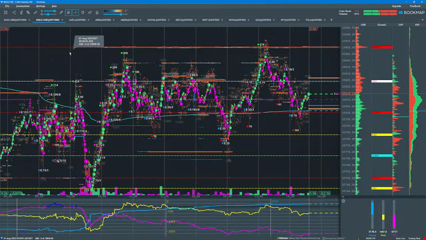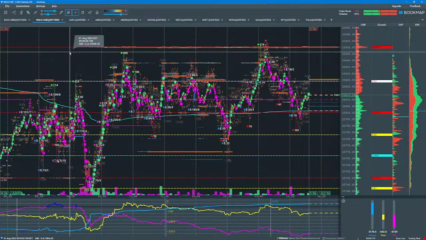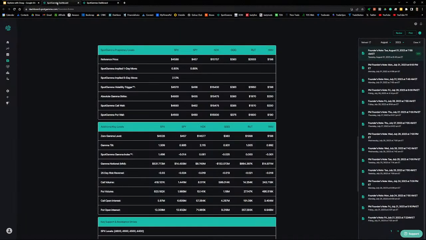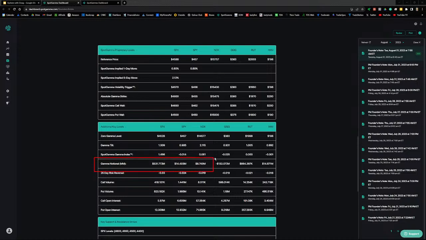All right, let's take a look at gamma notional and see how market makers were positioned on the gamma curve at the beginning of the day. That's what I want to take a look at. Again, market makers' position on the gamma curve gives us an indication of how market makers may have to trade with changes in price and implied volatility. And this is showing gamma notional, market makers' position on the gamma curve for SPX, SPY, NDX, and QQQ.